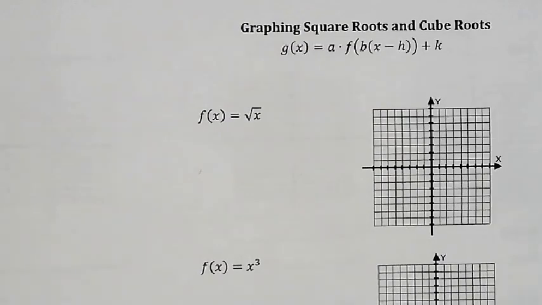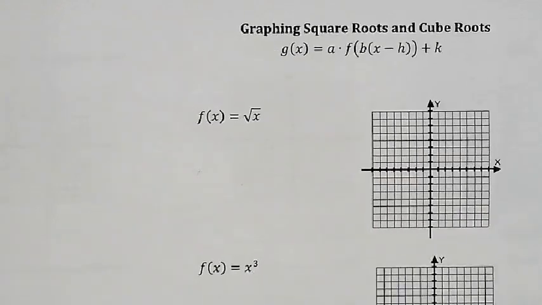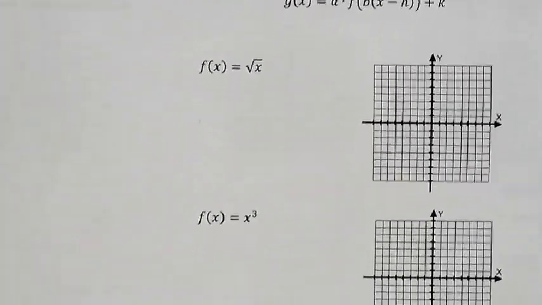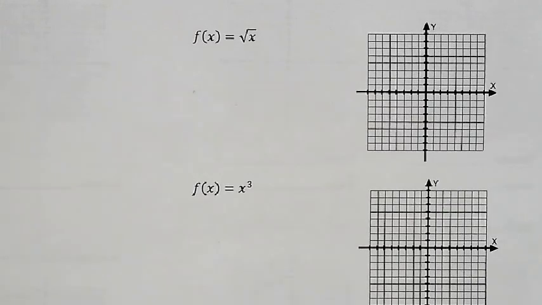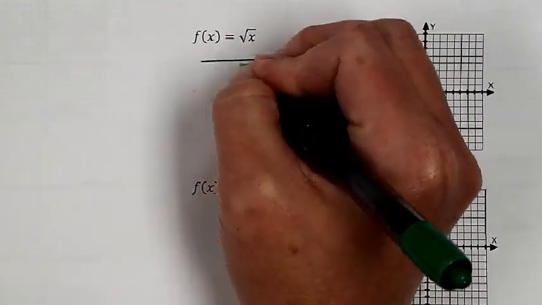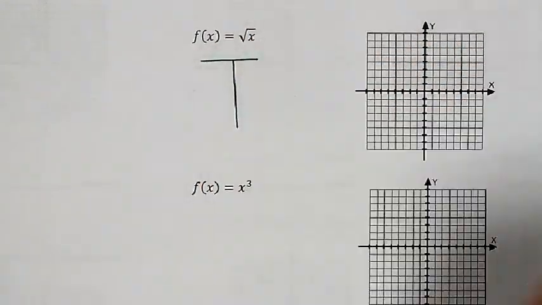Alright, so today we're talking about graphing square roots and cube roots. So, starting with the parent functions. My first function that we're going to look at is f of x, which is the same as y, is equal to the square root of x. So let's make our table.